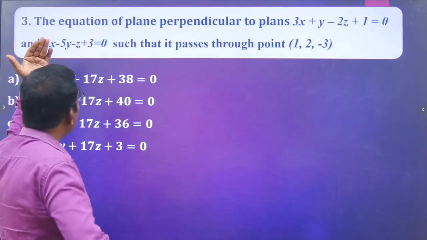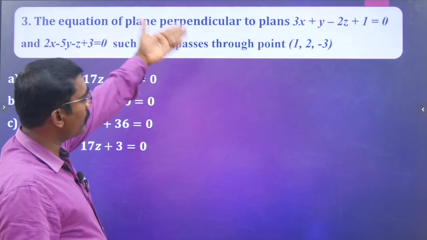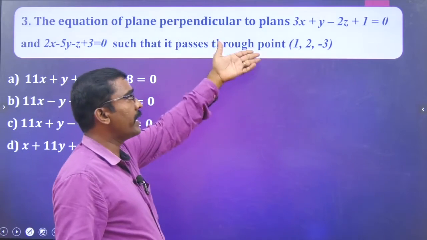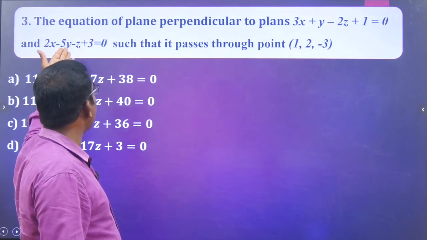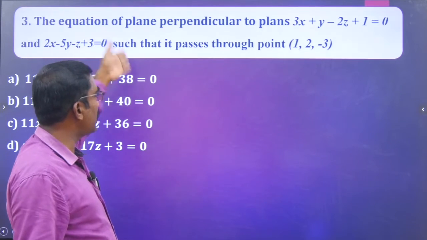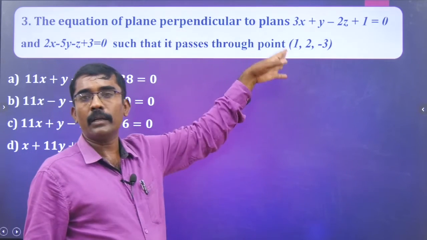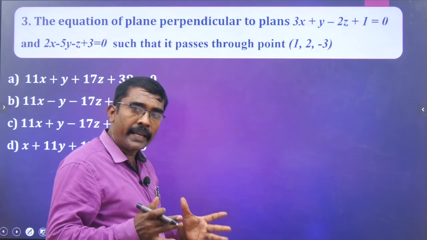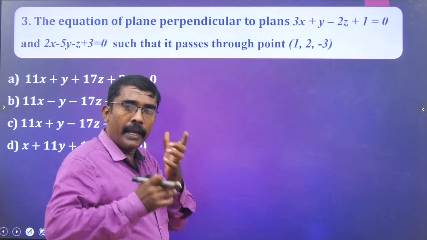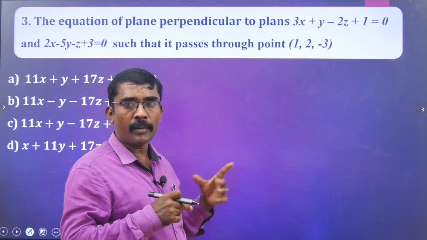We have to find the equation of the plane perpendicular to the planes 3x plus y minus 2z plus 1 equal to 0 and 2x minus 5y minus z plus 3 equal to 0, such that it passes through the point (1, 2, minus 3). We have to find the plane equation, that plane perpendicular to the given two planes and passes through the point (1, 2, minus 3).